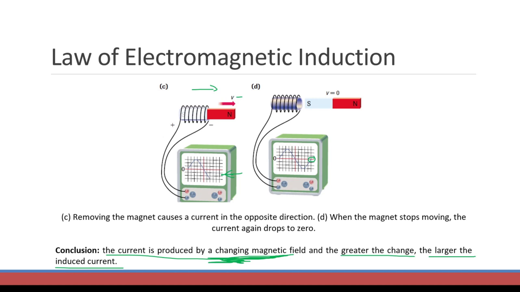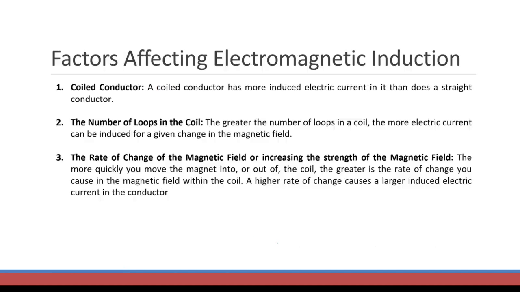And that's exactly what Faraday found. So, some factors in this type of induction. For coil conductors, they have more induced electric current in them than a straight conductor does. Two, the number of loops in the coil.